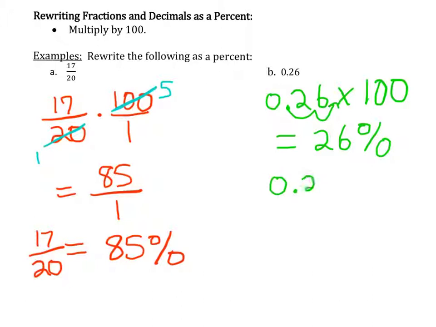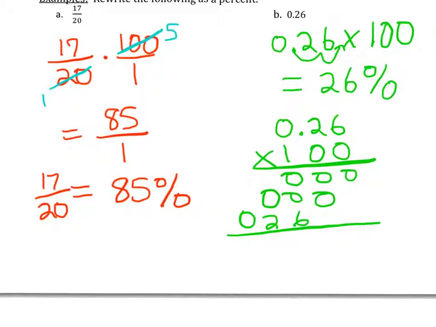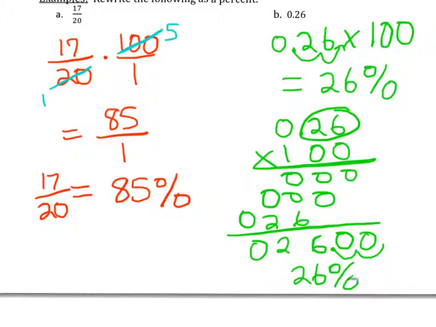If you don't want to remember whether you go to the right or to the left, just go ahead and do the multiplication as you normally would. You have to remember that you add the zeros, and so you get 0, 0, 6, 2, 0. You started with 2 decimal places, so you move it 1, 2. And of course, in a whole number, you don't need a 0 in front of any of the digits, so this is still 26%.